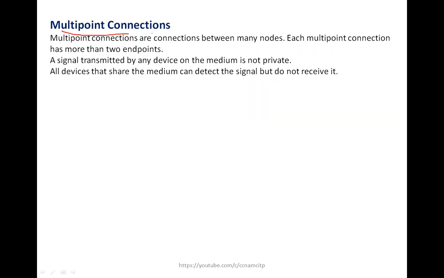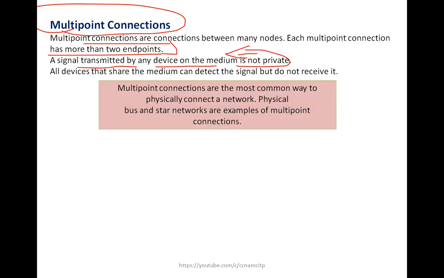Now guys, the next one is multi-point connection. Multi-point connections are connections between many nodes. Each multi-point connection has more than two nodes. I think the meaning is very simple here. And a signal transmitted by any device on the medium is not private, so the transmission will not be private. All devices that share the medium can detect the signal but do not receive it. So the receiving is not possible for all the devices, but they can detect something is happening throughout that medium of transmission. Multi-point connections are the most common way to physically connect a network, and physical bus and star networks are examples of multi-point connections.